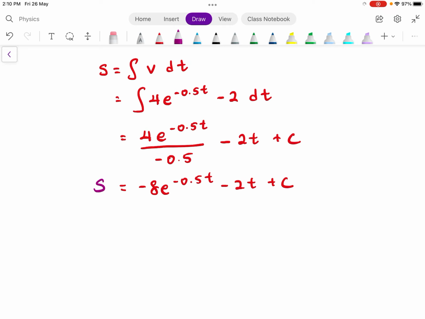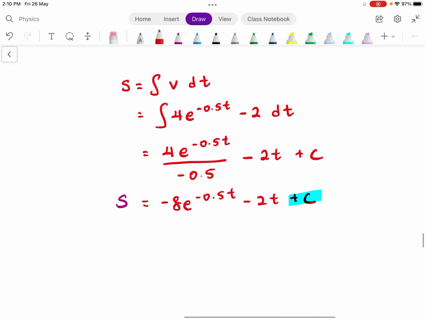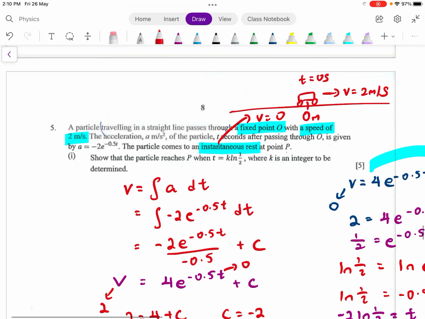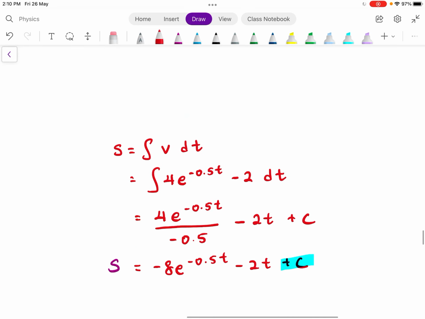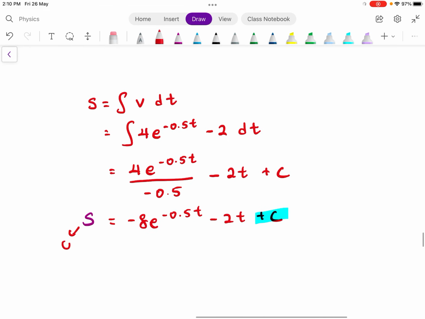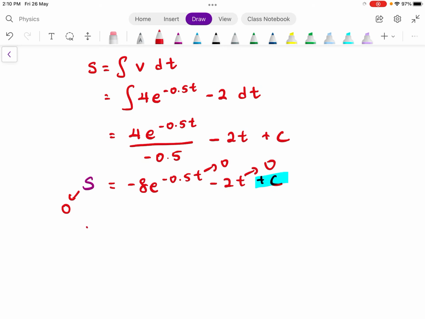Of course, before we can solve the question, we need to find what is your c, the constant. This is where the fixed point O comes in already. Now, when I pass through fixed point O, my time is equal to 0, meaning that when displacement is equal to 0, my time is equal to 0 also. So based on this idea, I sub inside to find what is my c. So this is 0, this is 0, this is 0. So what I will get is 0 equal to negative 8. E to the power 0 is just 1.